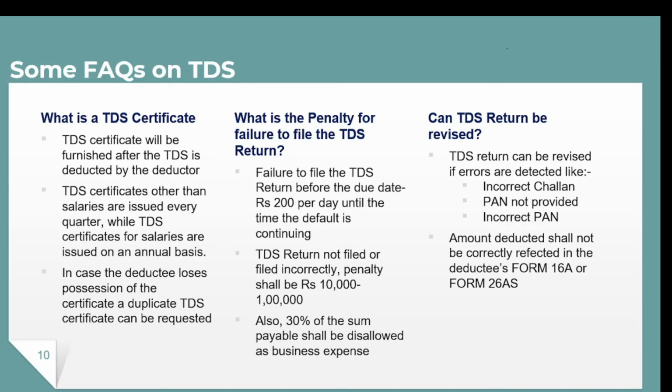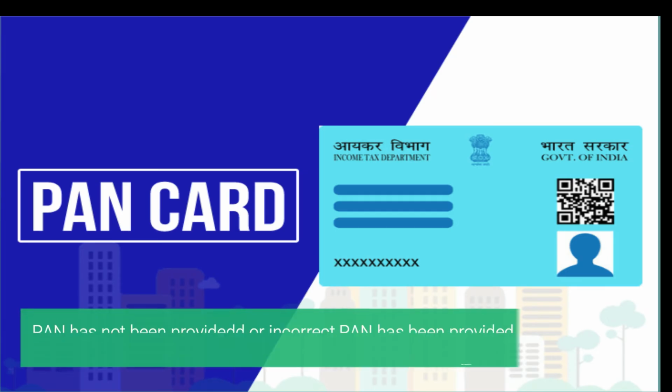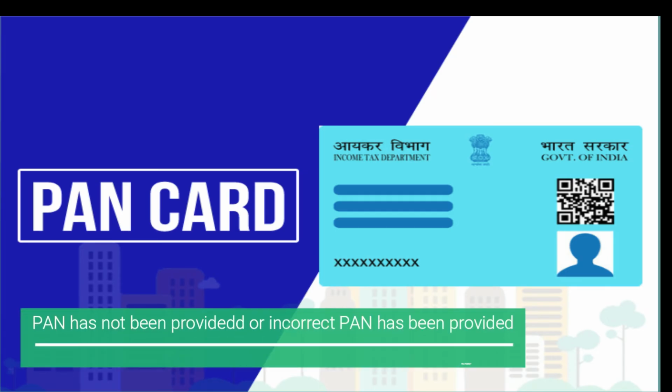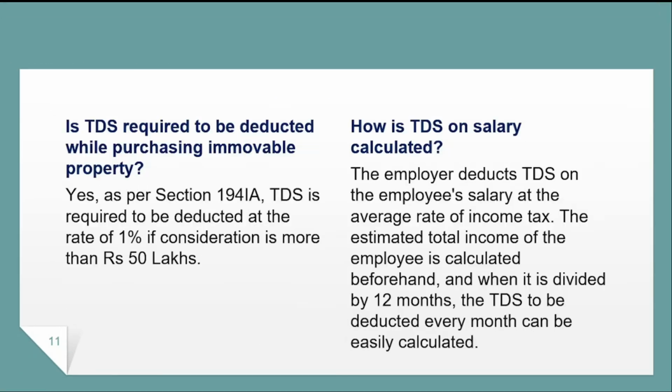Third FAQ is, can TDS return be revised? The answer is yes, TDS return can be revised if errors are detected, like there is an incorrect challan or the PAN has not been provided or incorrect PAN has been provided. Amount deducted shall not be correctly reflected in the deductee's Form 16A or Form 26AS.